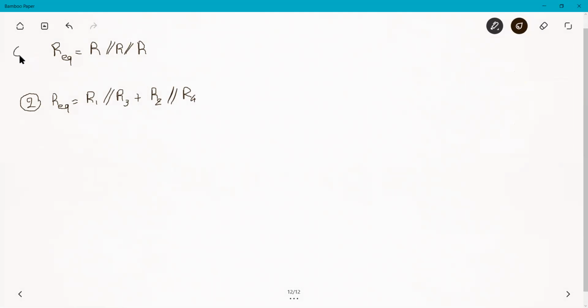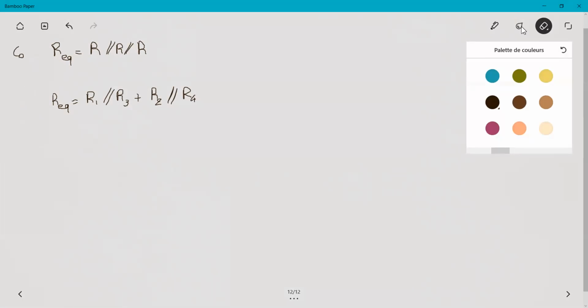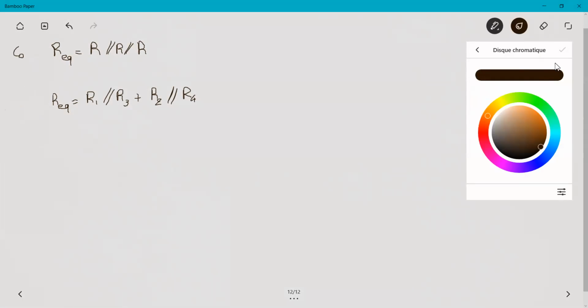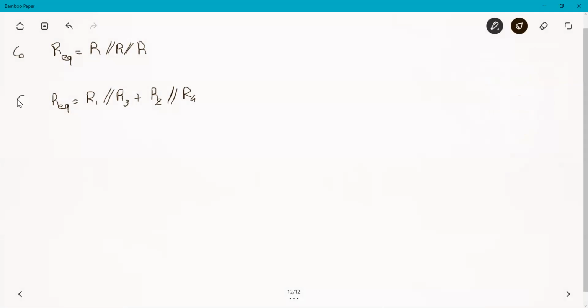So this is circuit 0. This is actually circuit 2. So Russian doll, in fact, it's so simple that I haven't written the results. So I'm going to do it quickly right now.